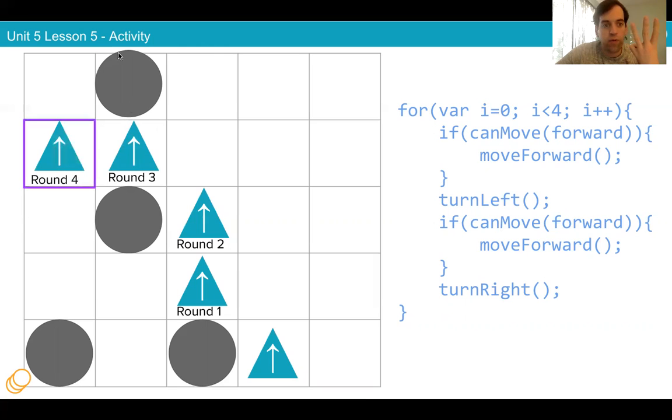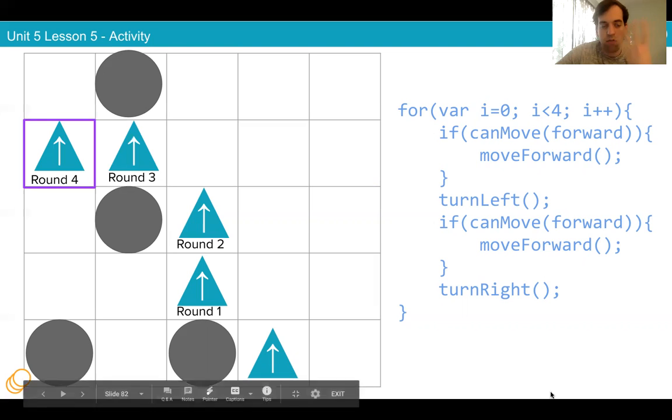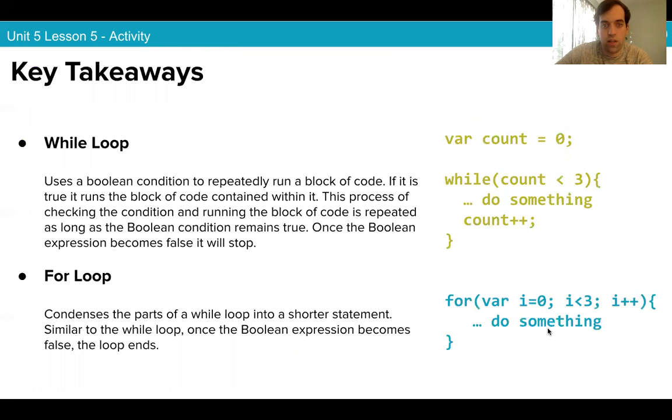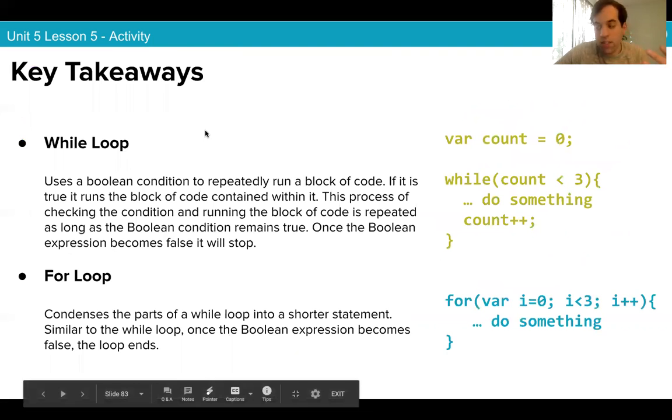If we can move forward, we move forward. We can't. So we're still stuck here. We turn left, we move that way, we turn right. So now we're here and the value of I increases to 4, and 4 is not less than 4. So we exit the for loop. So this is where we end at the end of this specific robot scenario. All right, so that was the last one.